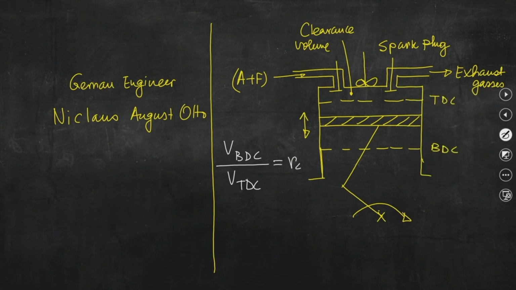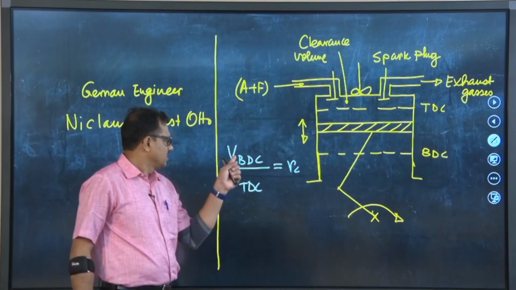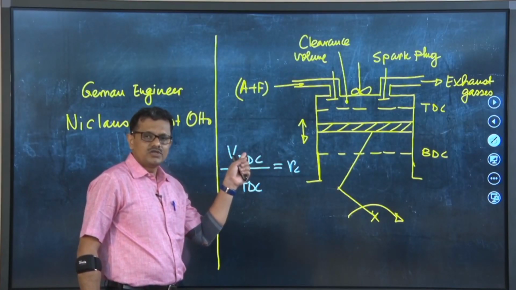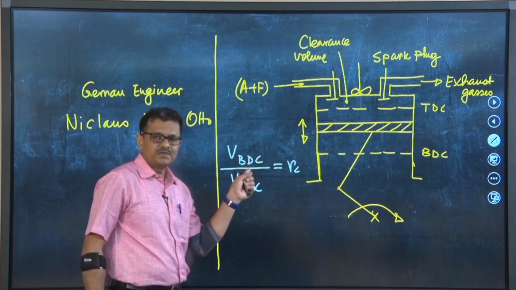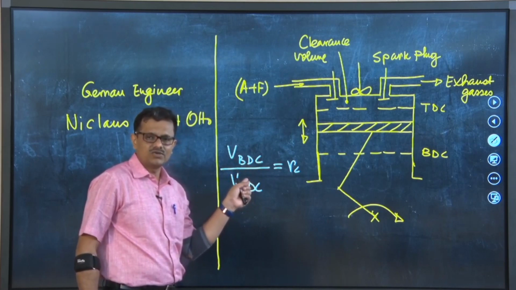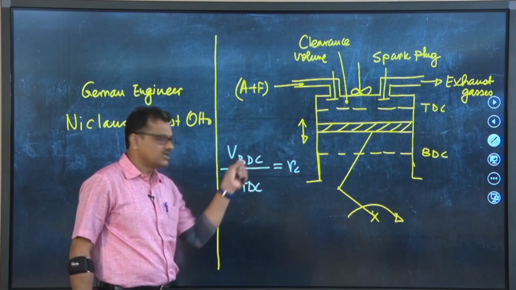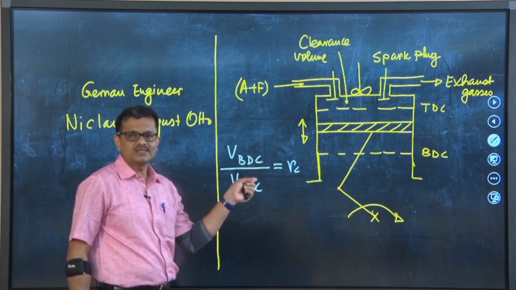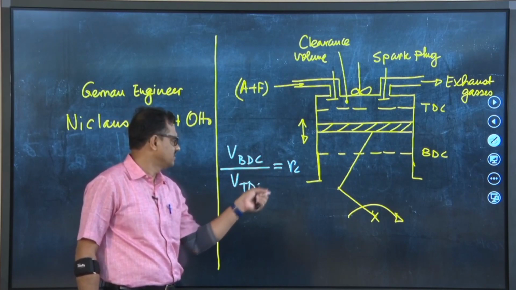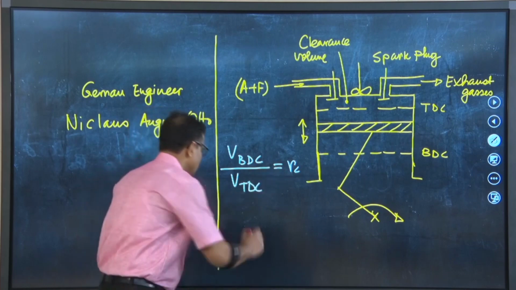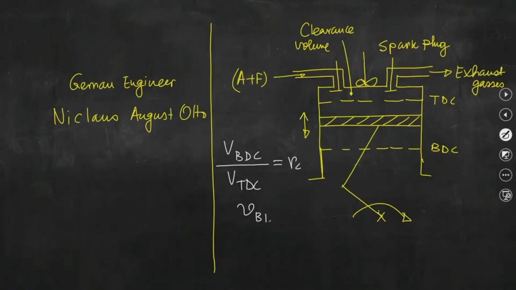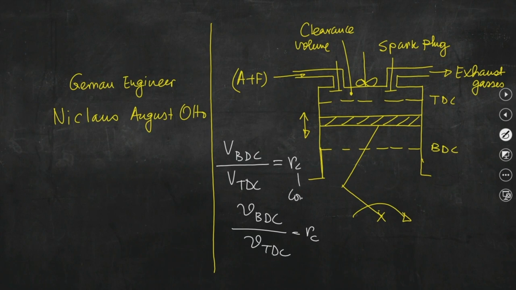So, when the piston is at BDC, the volume is VBDC. When the piston is at TDC, the volume of the working substance is VTDC. The ratio of these two volumes is known as the compression ratio of the engine. So, VBDC by VTDC is Rc. So, this Rc is the compression ratio.